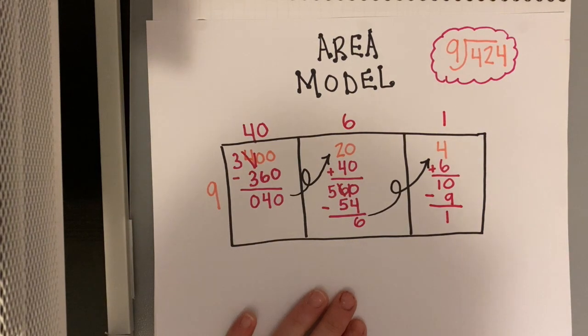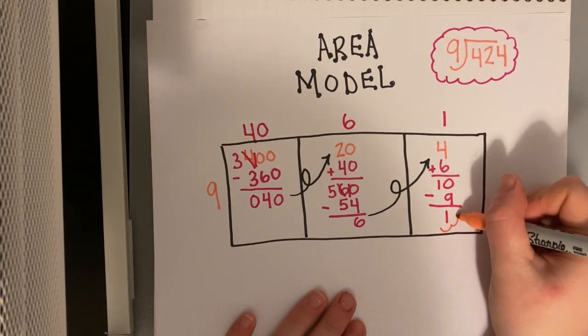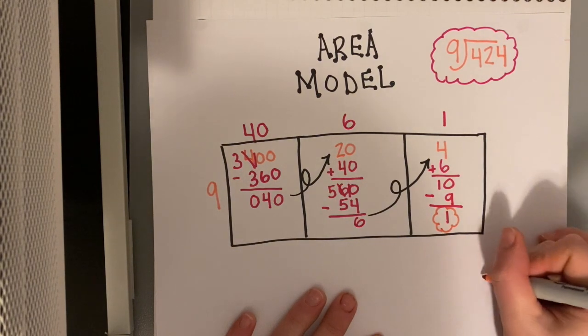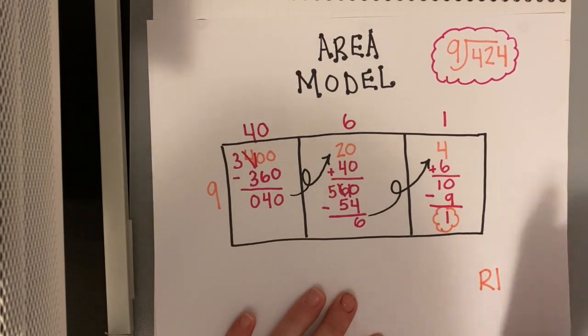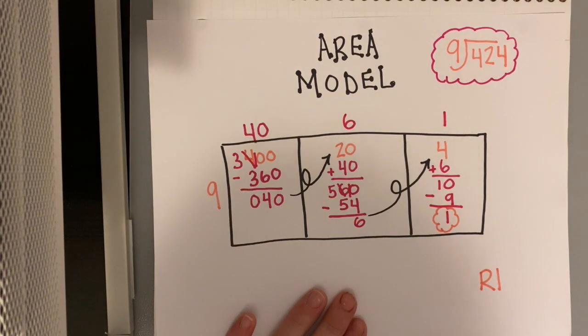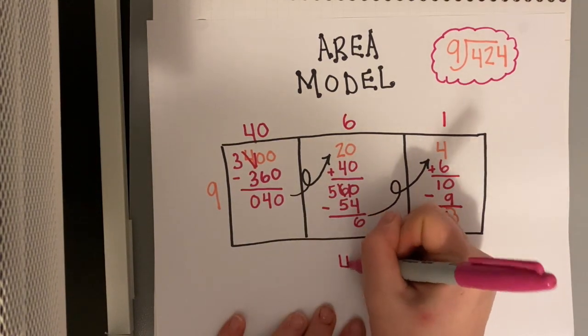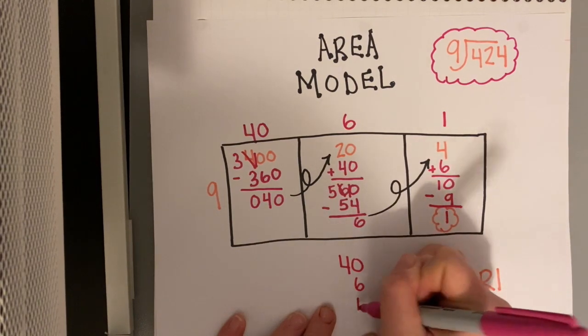So now this number here will be my remainder. So I can put that down here to remind me. Now I have to add up all of these numbers. So 40, 6, and 1.